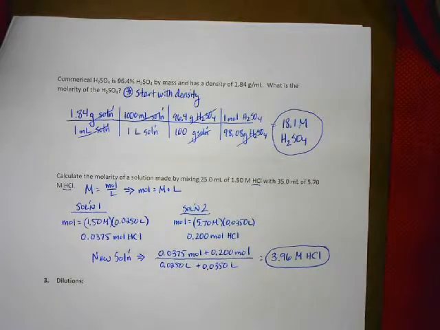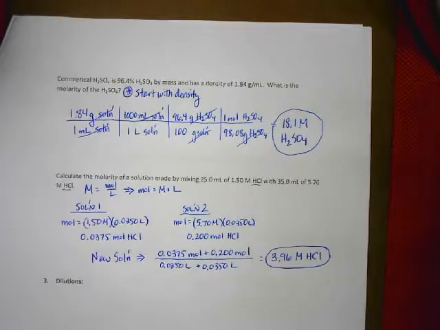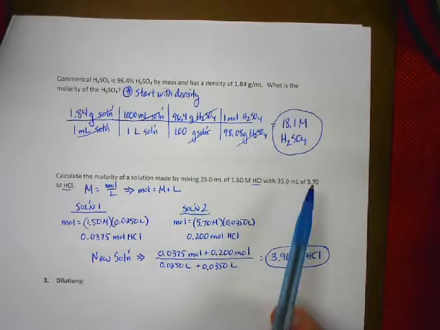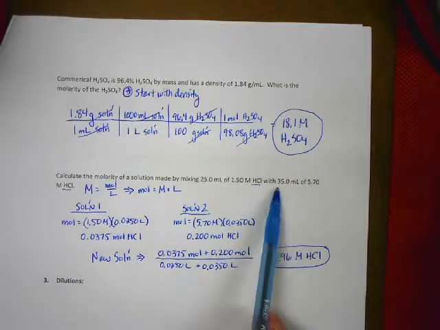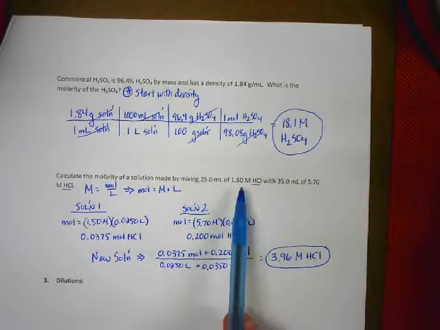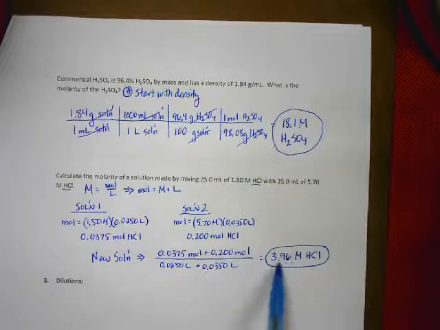Make sure that that number makes sense. Since you're mixing two things together, this answer should be between the two molarities given, 1.5 and 5.7. We have a little bit more of the 5.7, so our answer is closer to that. You should always look and see, does your answer make sense? If you got something like 12 molar, that is impossible if you mix two things. This value has to be between them.